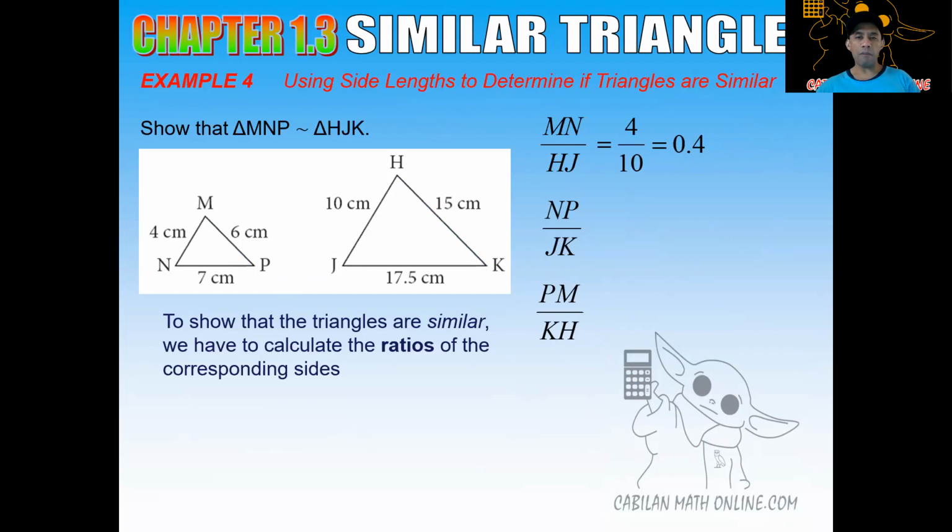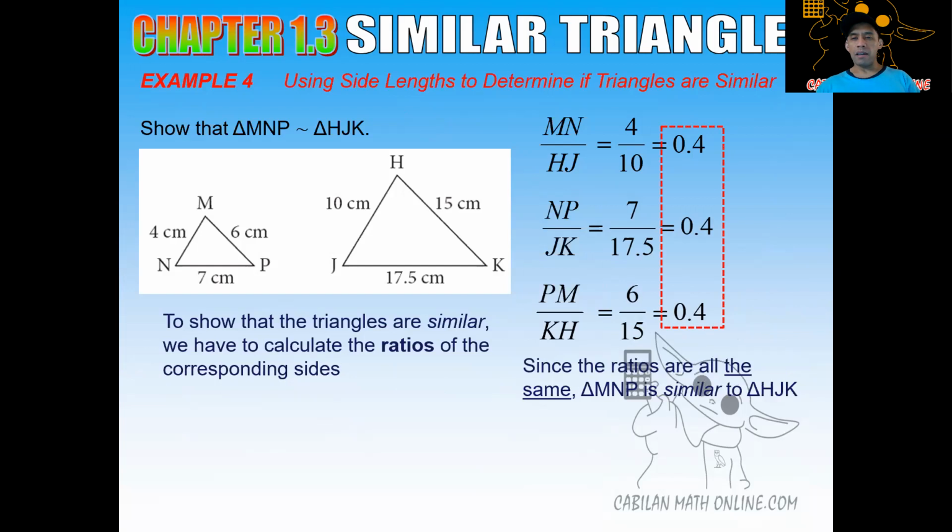Next one we have here, we have 7 over 17.5. We're going to divide these two numbers into each other, and what do you know? We have 0.4 as well. So let's try the next one here. So we have 6 divided by 15, and that gives me 0.4. And you notice since all of these here are the same, this tells us here that triangle MNP and HJK are similar to each other. That's only going to hold true if all of the ratios are the same for all three sides.